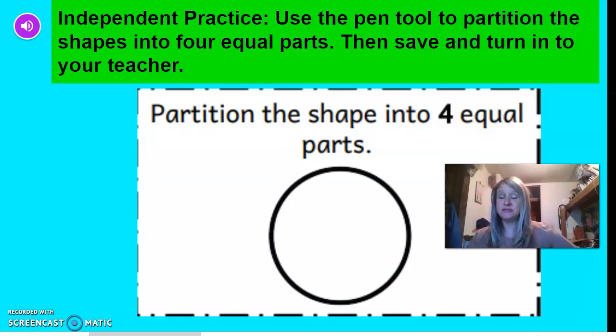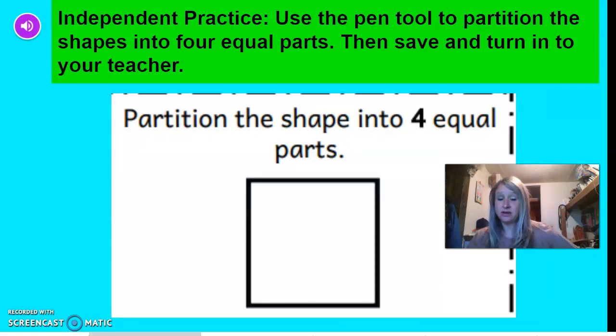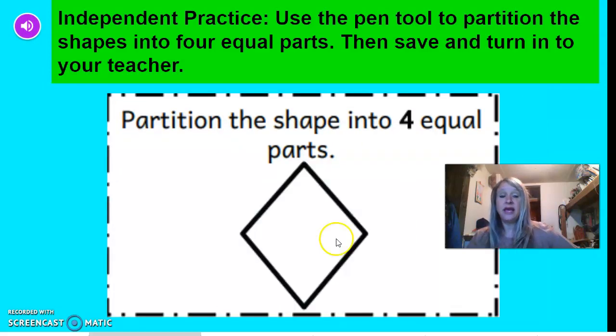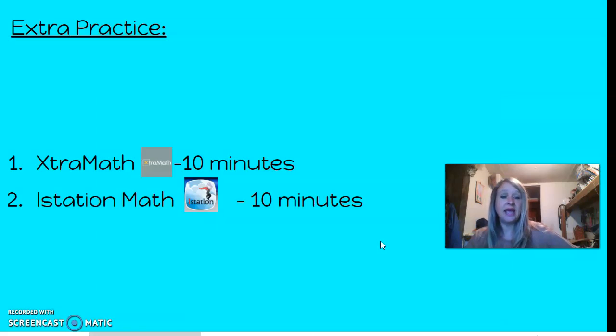Now you are going to practice partitioning shapes into 4 equal parts. So you have a circle to partition into 4 equal parts, a square, a rectangle, and a rhombus. Partition the shapes into 4 equal parts using the pen tool and turn it into your teacher.